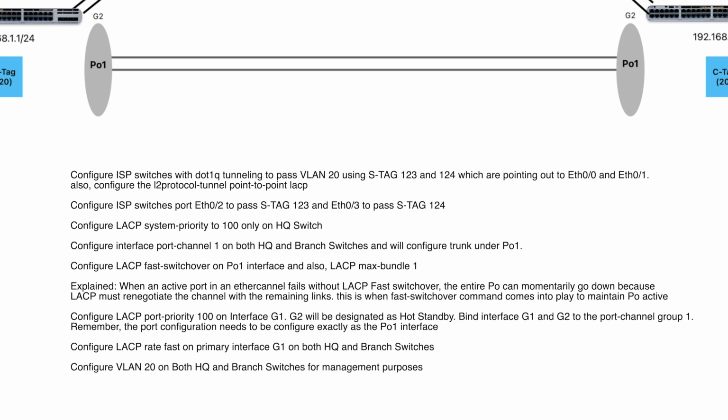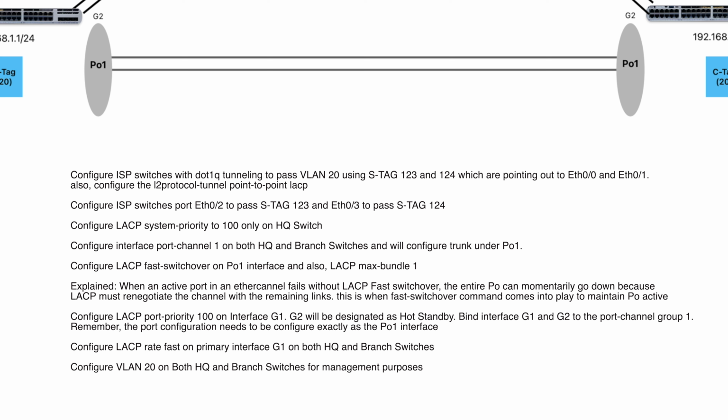Configure ISP switch port Ethernet 0/2 to pass S tag 123 and Ethernet 0/3 to pass S tag 124. Configure LACP system priority to 100 only on the HQ switch. Configure interface port channel 1 on both HQ and branch switches and configure trunk on their Po1. Configure LACP fast switchover on the Po1 interface and also LACP max bundle of 1.